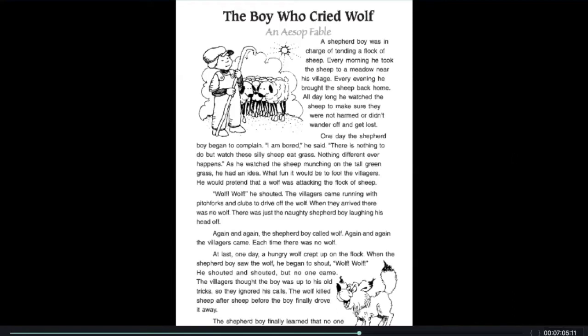The villagers thought the boy was up to his old tricks, so they ignored his calls. The wolf killed sheep after sheep before the boy finally drove it away. The shepherd boy finally learned that no one believes a liar, even when he's telling the truth.